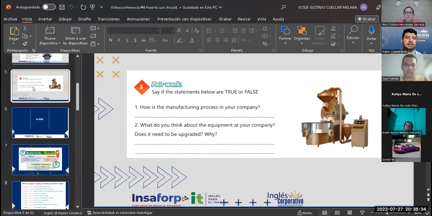The process in which your company provides a service or provides a product, but every service or product that your company gives has its own process, maybe manufacturing or maybe because people or some other company suggests. Así que ya vamos a ver ese tema. Number one. Number two, what do you think about the equipment at your company?